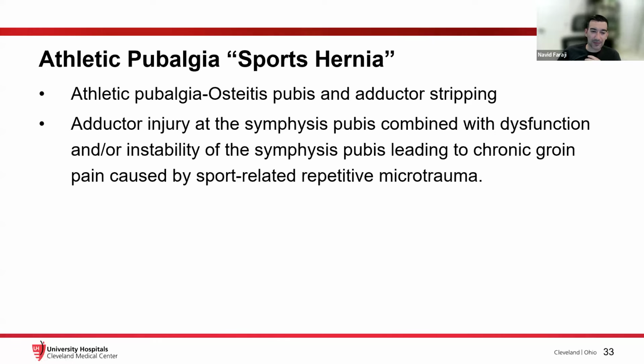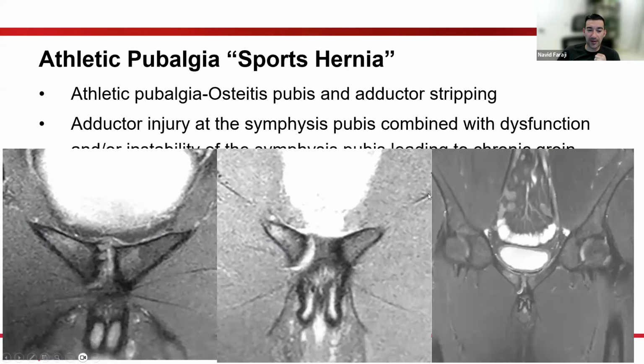People like running backs or folks that are doing a lot of cutting or change in direction, sometimes there's some instability between those muscle groups, and that can cause micromotion of the pubic symphysis and what we call osteitis pubis, and then also it can cause stripping of the aponeurosis, which is what we call athletic pubalgia. So let's talk about that.